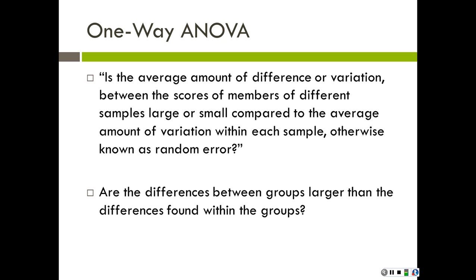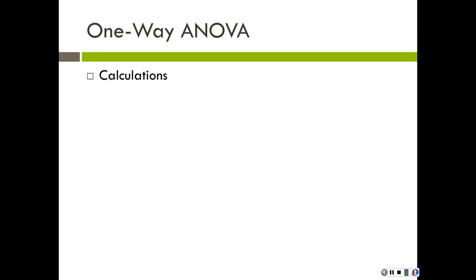And to answer it, we have to get these values, right? So we have to get an estimate of within group variability. We have to get an estimate of between group variability. And then we have to see how these compare to each other, right? So we have to see if between group variability is bigger than within group, or if within group variability is smaller than between group. So we're basically going to get a ratio of these two types of variability.